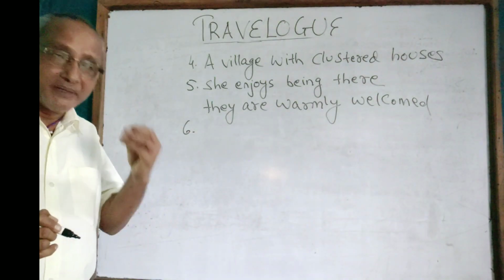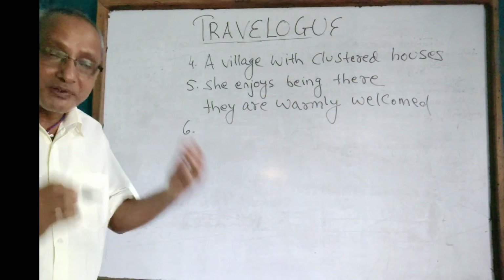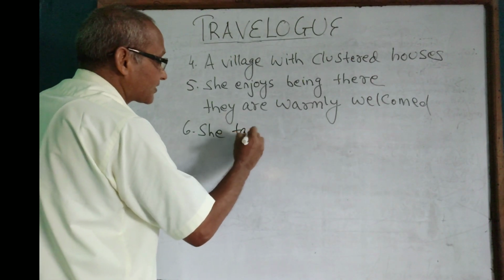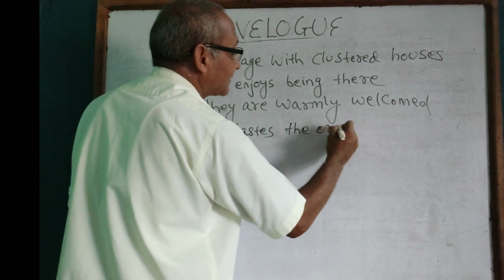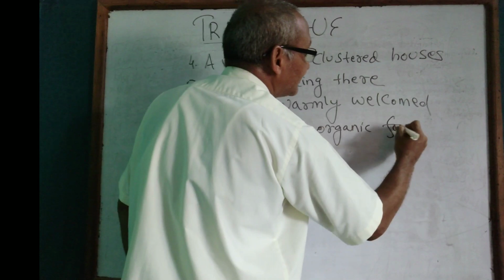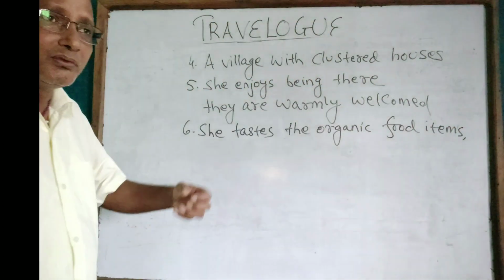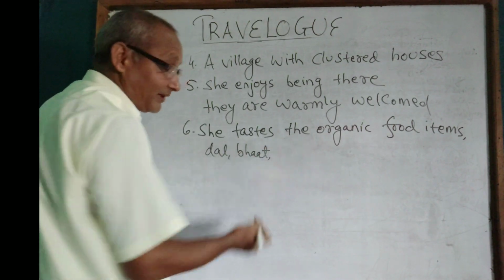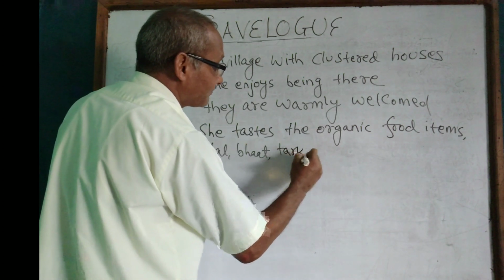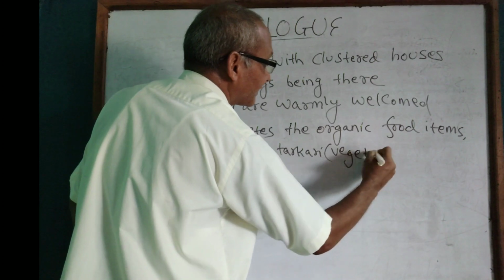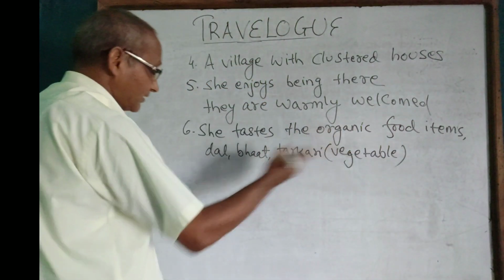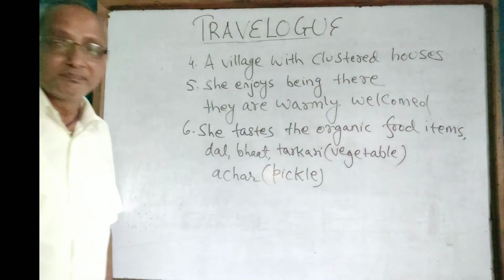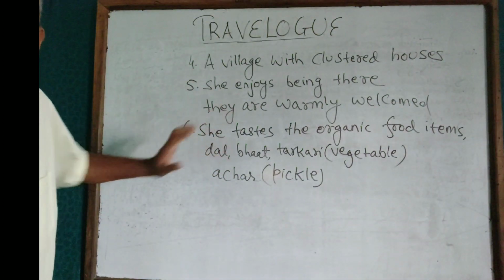Number 6, we also are made to know that she has an opportunity to enjoy the organic and the fresh food. So she tastes the organic food items, and it's all locally prepared food, okay, like dal, bhat. Well, in the book it says tarkari, that is, we call it vegetable, and she talks about achar, and that's what we call in English pickle. See, these are the things she enjoyed once she reached Khalegaon.